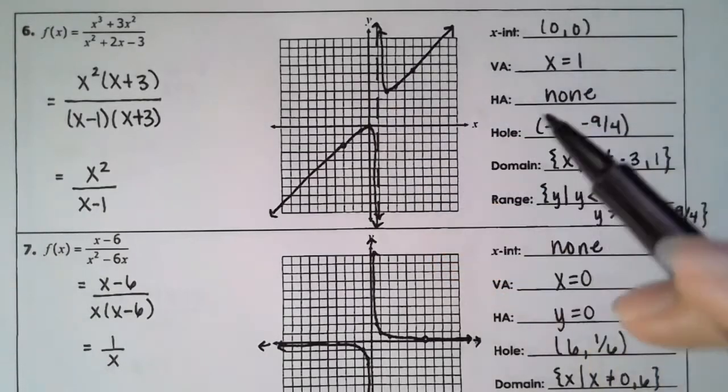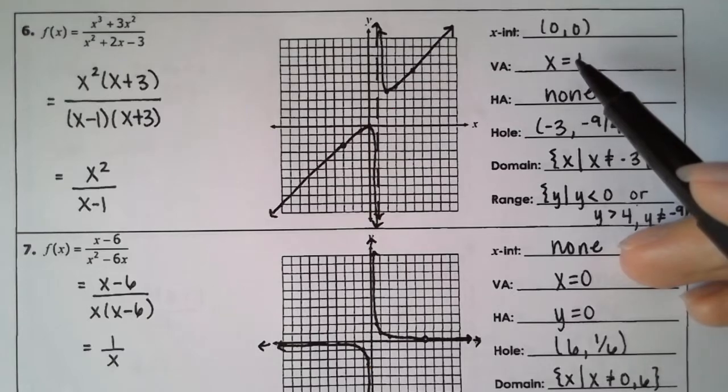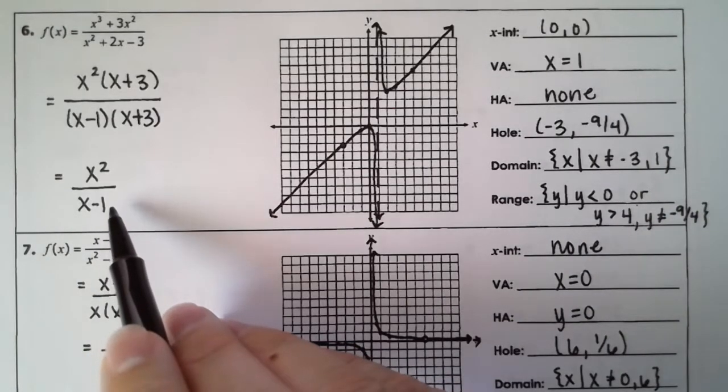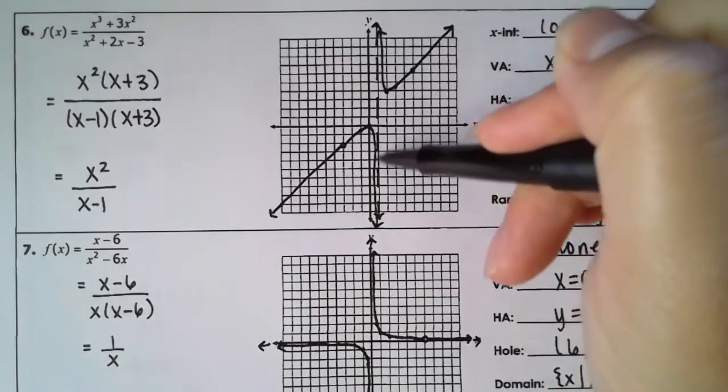My vertical asymptote would be setting the denominator equal to 0. So I have x minus 1 is equal to 0, so I have it at x = 1. That's this guy here. So here's this horizontal line.